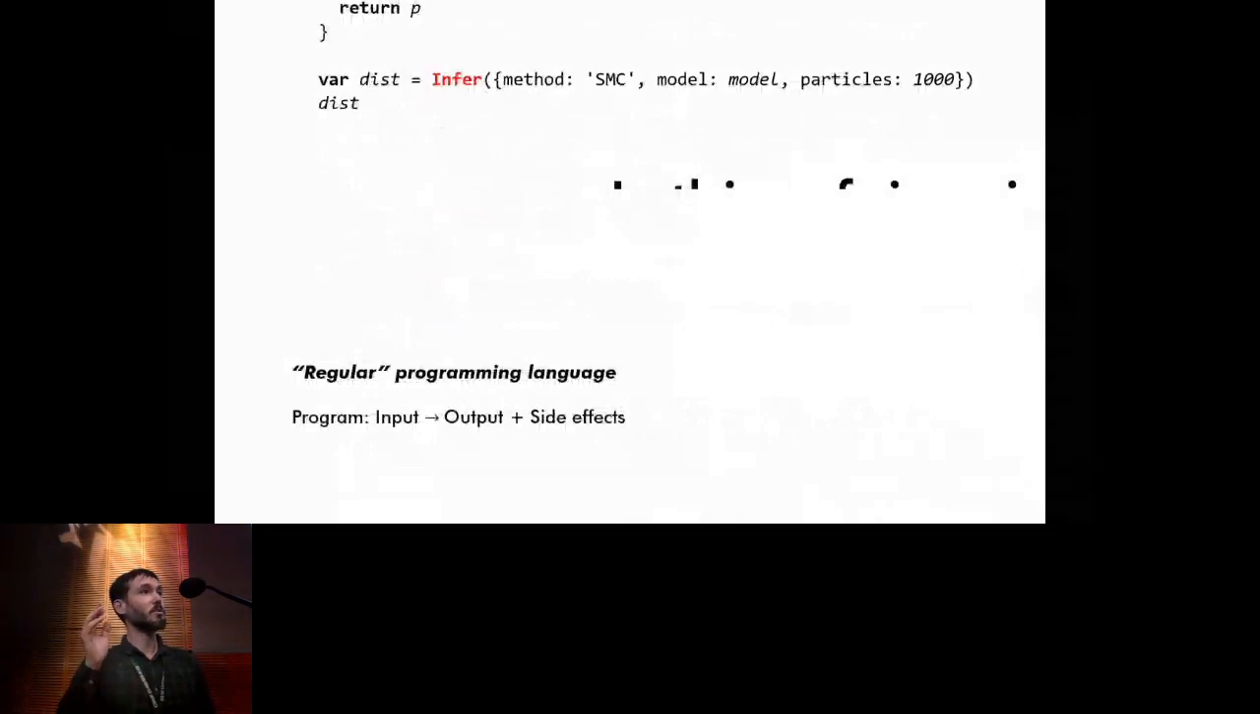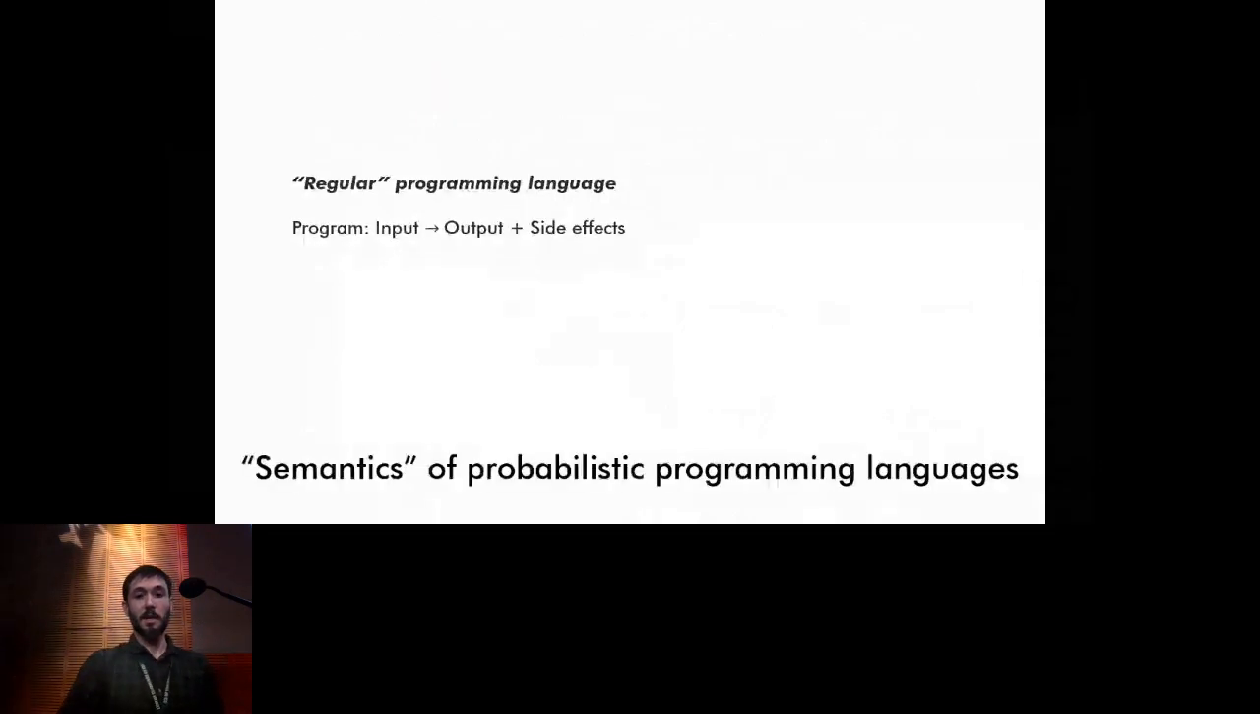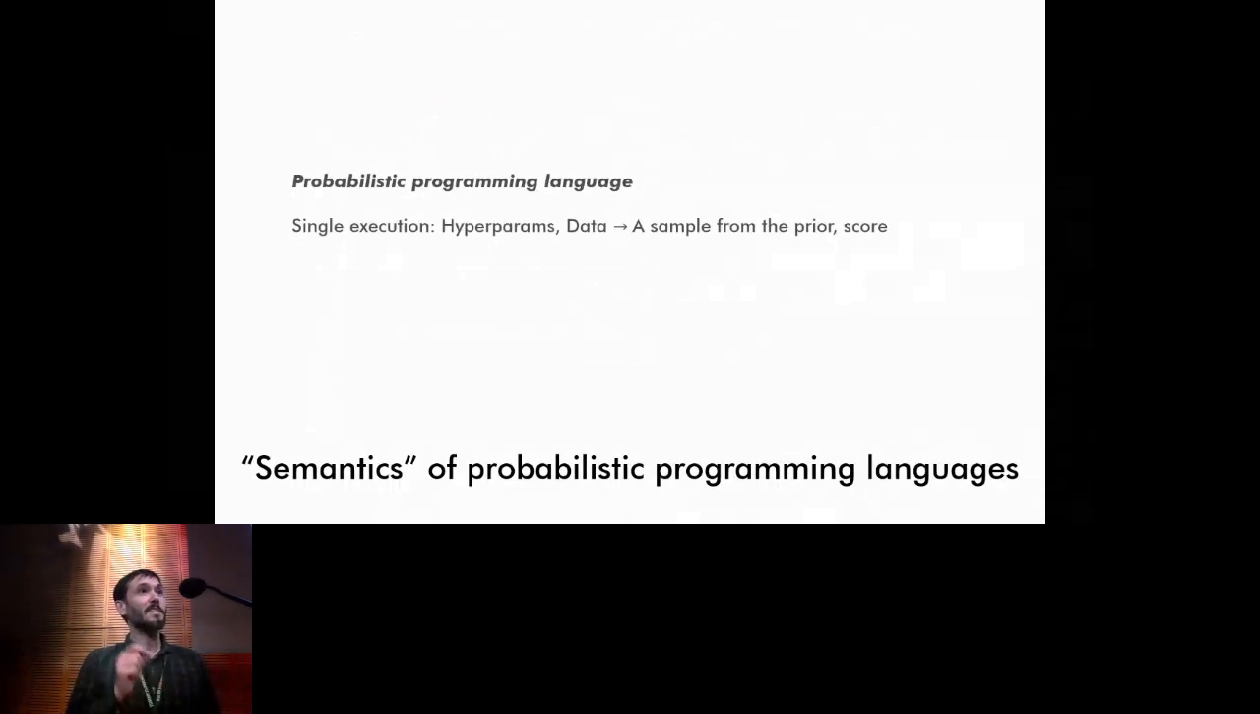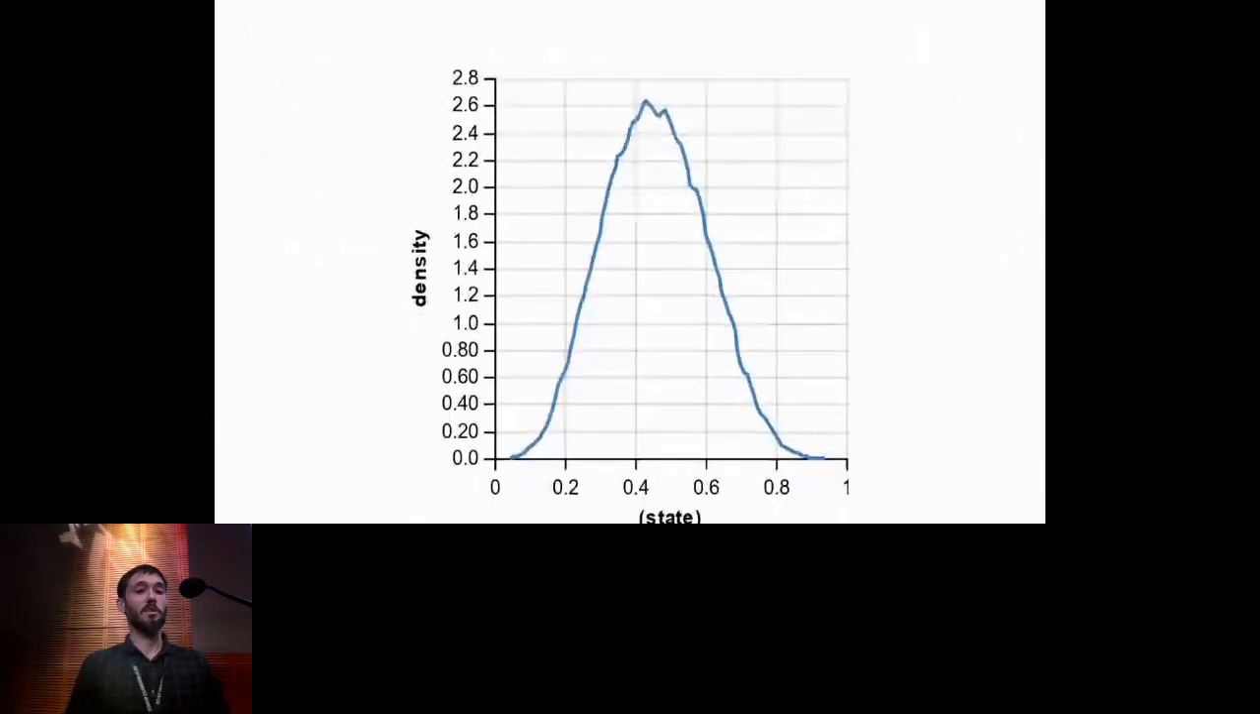So a regular program just goes from input to output, and it has some side effects. If you think of a single execution of a probabilistic program, you have some hyperparameters, some data, and you get some sample from the prior, essentially, and the score, this likelihood. But if you combine this with the inference, and look at the distribution over traces, then essentially you get the posterior distribution in the Bayesian sense. And in this case, the posterior distribution happens to be this, so we can say this coin is probably fair, even though who knows where it came from with these crazy aliens. It came from Bing, right?